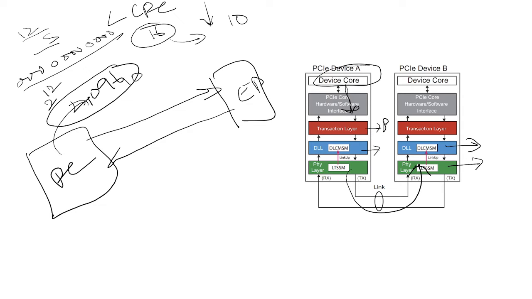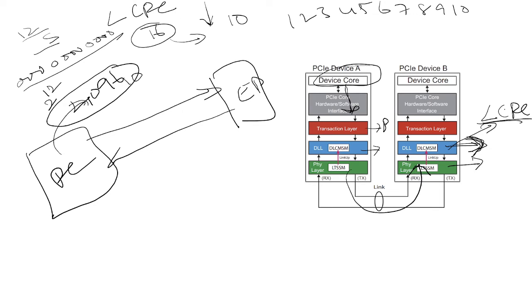In the data link layer, checks will happen. Let us assume you are sending the sequence 1, 2, 3, 4, 5, 6, 7, 8, 9, 10 from your transmitter to the receiver. Once received, your data link layer will check the sequence number. First it will check the LCRC.